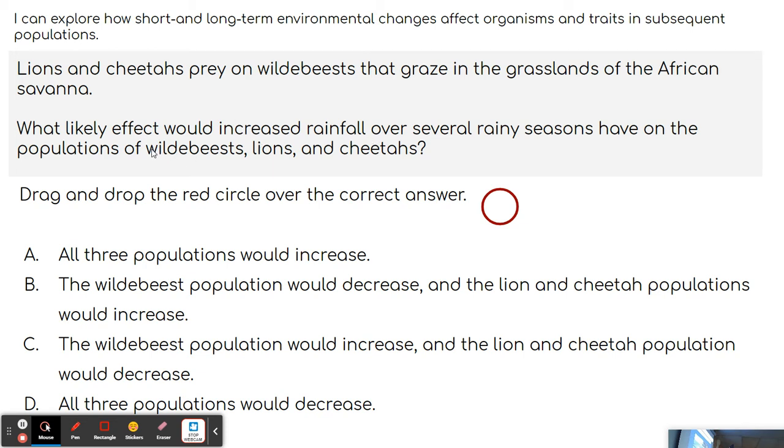Well, if there is more grass being produced because there's more rain, you're going to have more wildebeests because there's more food. If there's more wildebeests, then there'll be more lions because the lions prey on the wildebeests. And there'll be more lions because of more wildebeest, so the cheetah population would also increase. So overall, we can say all three populations would increase because there's an increase in resources. Food.